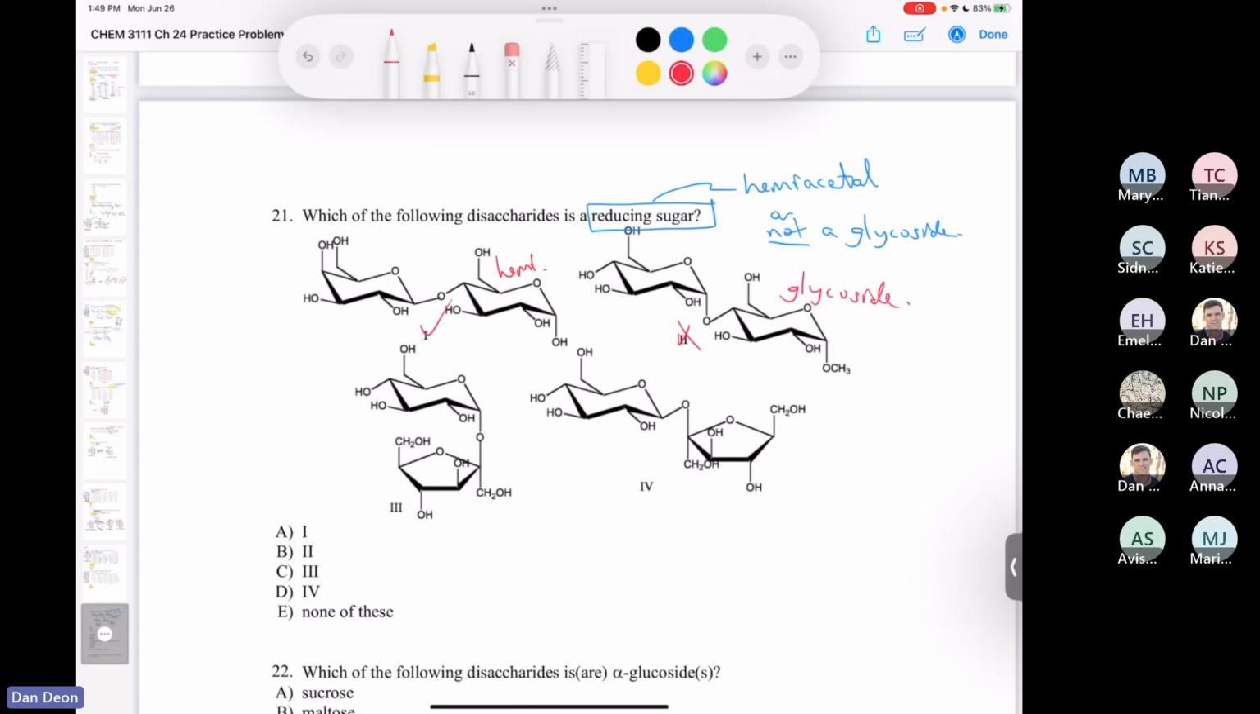If we look at number 3, well, that's sucrose. So sucrose is not a reducing sugar. I could just tell the structure just by looking at it, but there's no hemiacetal in there.